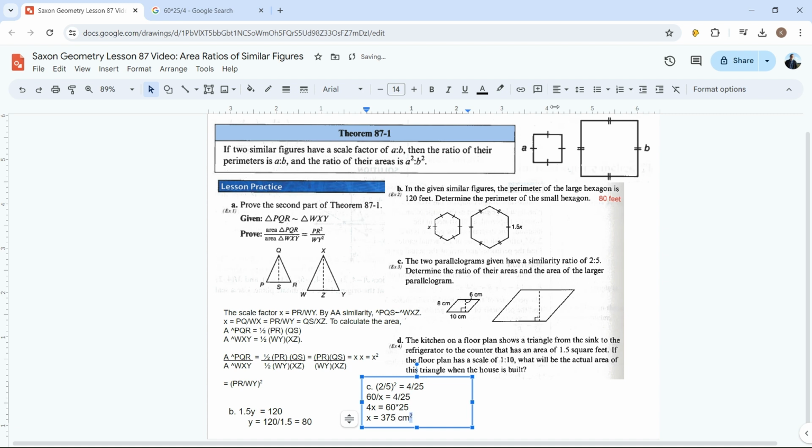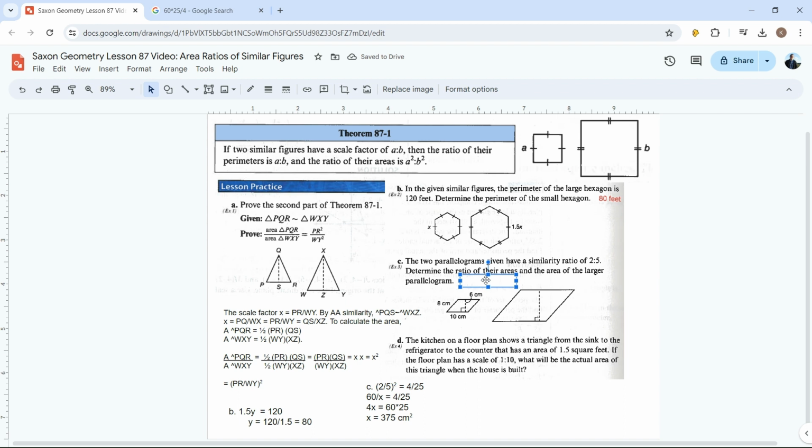Let's make sure we did that correctly. So we should have 4 to 25 is our similarity ratio. We're going to write it as a fraction, and then 375 centimeters squared. Lastly, the kitchen on a floor plan shows a triangle from the sink to the refrigerator to the counter that has an area of 1.5 square feet. If the floor plan has a scale of 1 to 10, what will be the actual area of the triangle when the house is built?